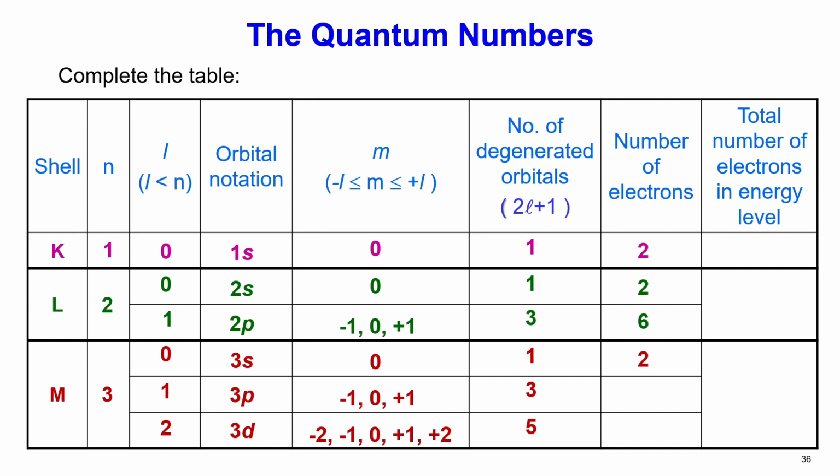3s is 2, 3p is 3, 3d is 10. So 2 plus 2, okay, this one the total number is 2. 2 plus 6 is 8, and for M, okay, orbital shell M, 2 plus 6 plus 10, 18. Okay, inilah yang relates dengan electron configuration masa kita belajar dekat sekolah dulu. Okay, kita tulis 2, 8, 18. Okay, alright. So ini cara kita dapat bilangan itu.